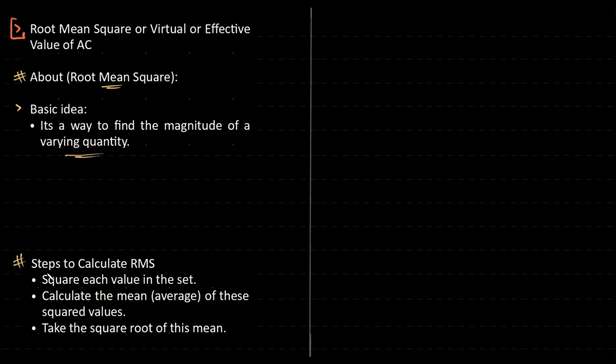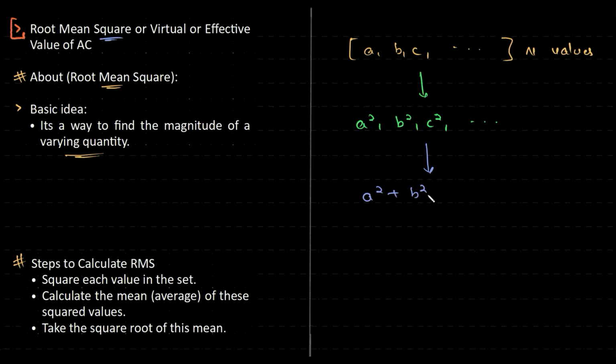The steps look like this. Say we have a set of values, say a, b, c, and so on. Say there are n such values, n values in total. Now, what the method tells is, first you square them, and then find the mean. Mean of what? The square itself. So how do you find the mean? Add all the values, divide by the total number of values n. That will give you the mean of squares, and then take the root.